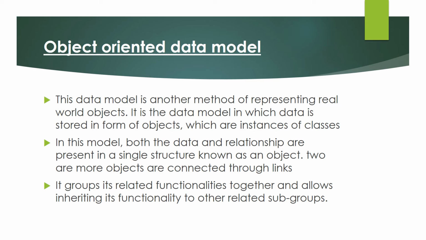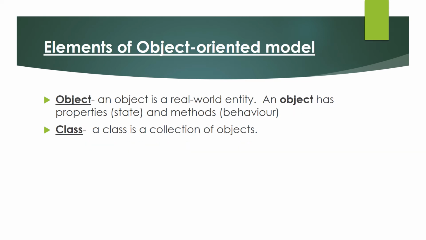That means in the case of the object oriented model, all the real world objects are present in the form of objects, and all these objects have multiple relationships among them. So it is representing real world situations in the form of objects. As we have discussed the elements of the ER model as entities, attributes and relationships, similar is the case with the object oriented model. In the object oriented model, we have various elements like object.